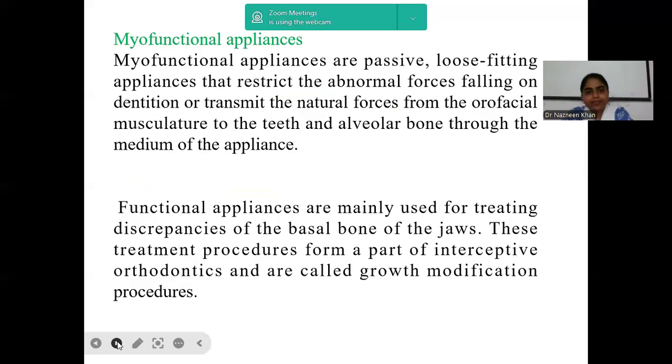Myofunctional appliances are passive, loose-fitting appliances that restrict abnormal forces on the dentition or transmit the natural force from the orofacial musculature to the teeth and alveolar bone through the medium of the appliance. The functional appliances are mainly used for treating discrepancies of the basal bone of the jaws. These treatment procedures form a part of interceptive orthodontics and are called growth modification procedures.